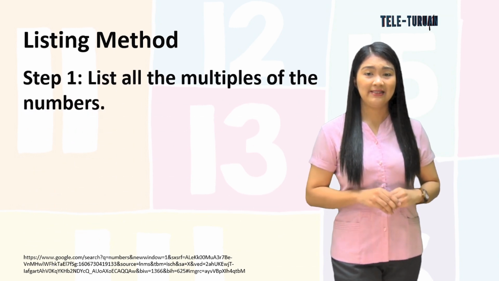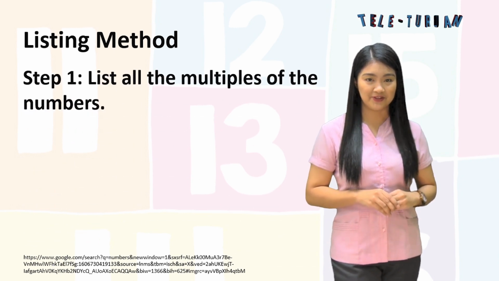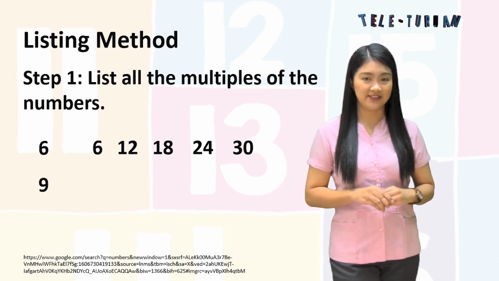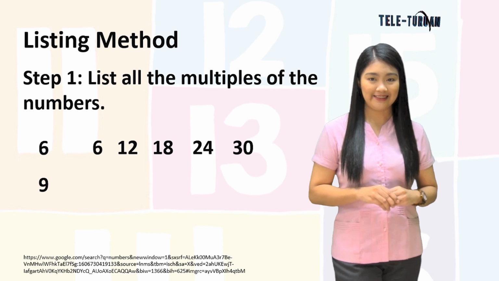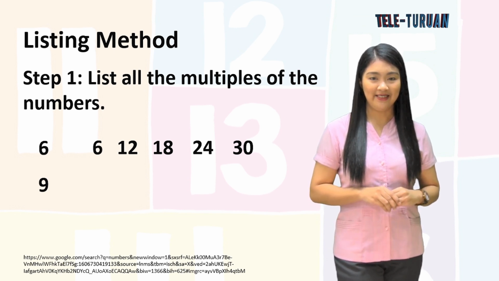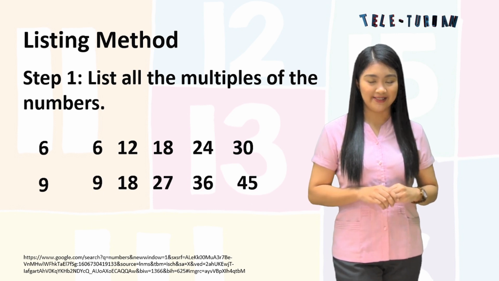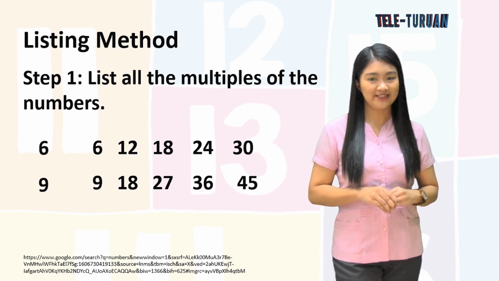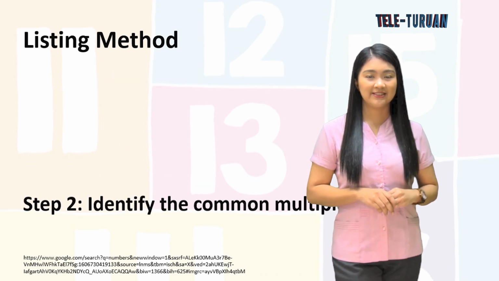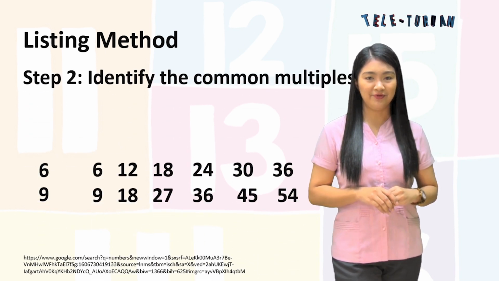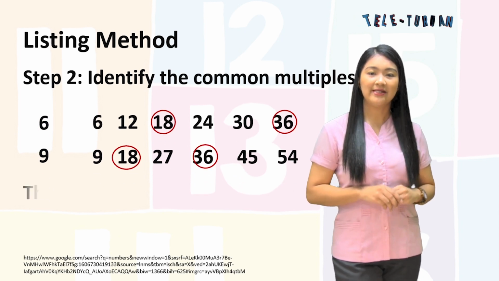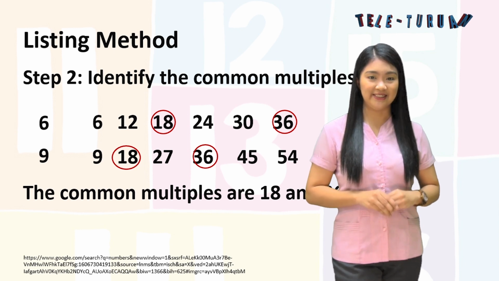Step 1. List all the multiples of the numbers. 6. The multiples of 6 are 6, 12, 18, 24, and 30. 9. The multiples of 9 are 9, 18, 27, 36, and 45. Step 2. Identify the common multiples. We have 18 and 36. The common multiples are 18 and 36.